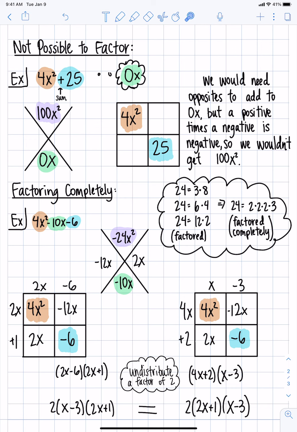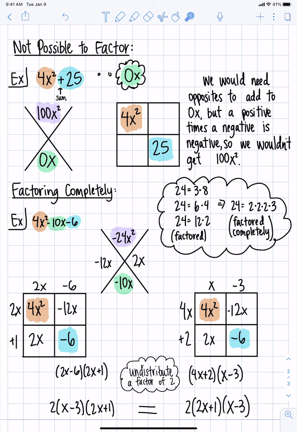Okay, the last thing we're going to talk about is factoring completely. We talked about this in class. There are a lot of different ways we can factor numbers. So in this example, we've got 3 times 8, 6 times 4, and 12 times 2 are all ways to factor 24. But the only way to factor 24 completely is to have 2 times 2 times 2 times 3. So if we take that into our quadratic expressions, we know that we put our 4x squared here and our negative 6. And I'm just going to show you two different ways that this can happen.